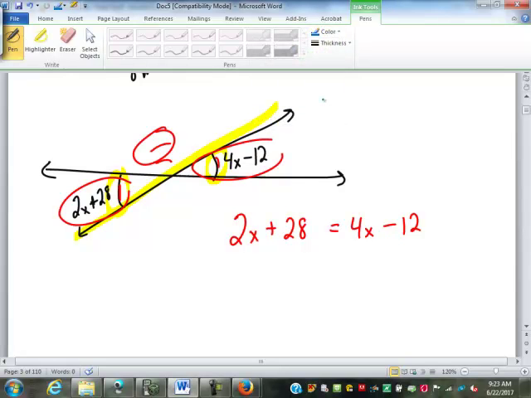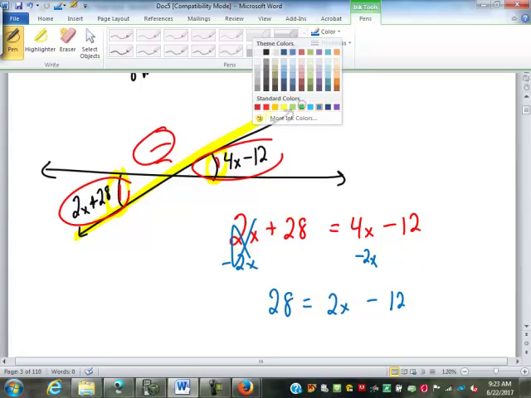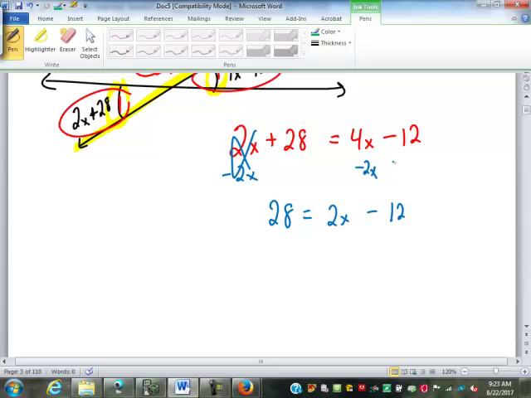What do we have to do? We've got to get rid of one of the variables. There's one on each side, so we're going to subtract the 2x. 2x minus 12. So 28 equals 2x minus 12. What's our next step? Add the 12. Got to add the 12 first before we divide. 40 equals 2x. Then divide by 2. So 20 equals x. And now we have to go back and actually find each of the angles.